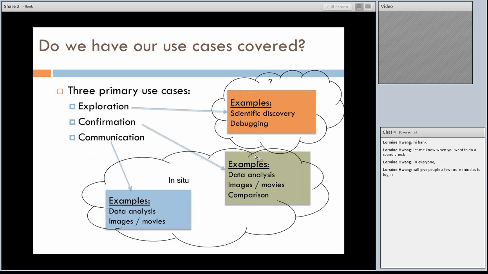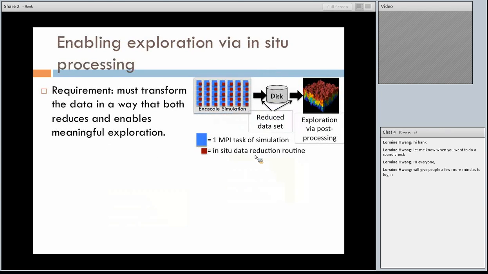And so we have to ask ourselves, how are we going to do exploration? And so as a community, we're still scratching our head. I think we know what this should look like. What it should look like is there's an exascale simulation, and then there's some sort of in situ data reduction routine. So there's something running on every node that's taking the data that's interesting, and it's reducing it. So you can talk about reduction or compression, but somehow we're taking very large data sets and we're making them into smaller, tractable data sets, and that's what we write out to disk. And then we explore it after the simulation has run, much like we have for the last 20 years.